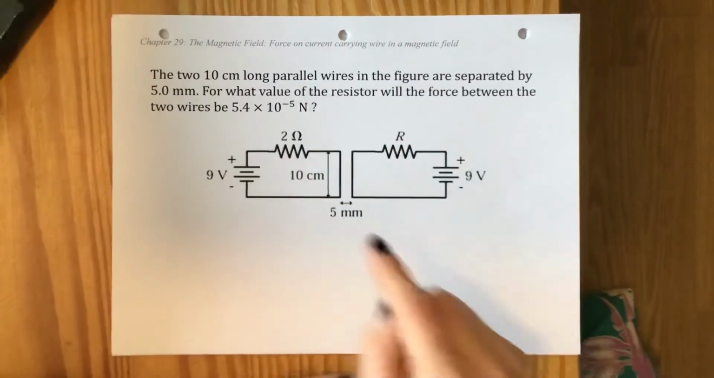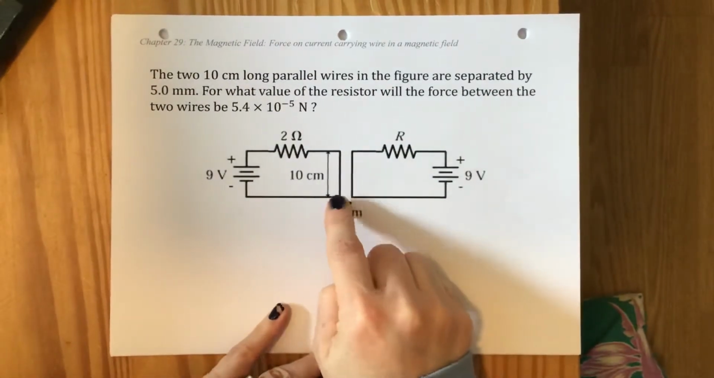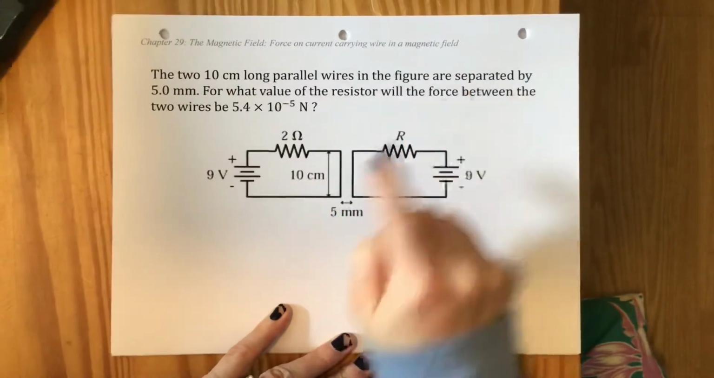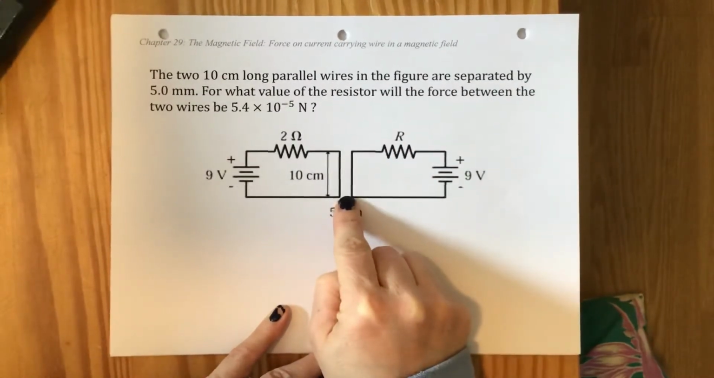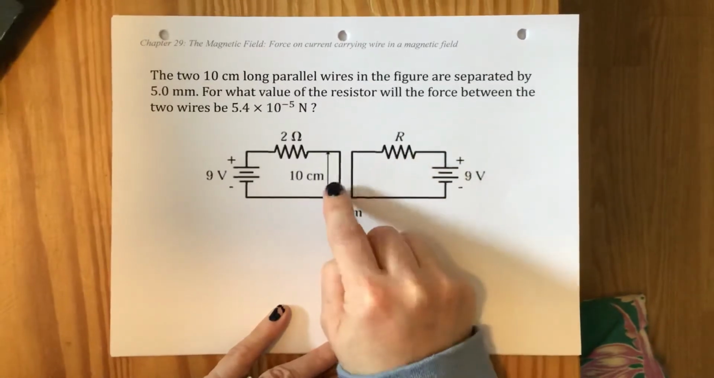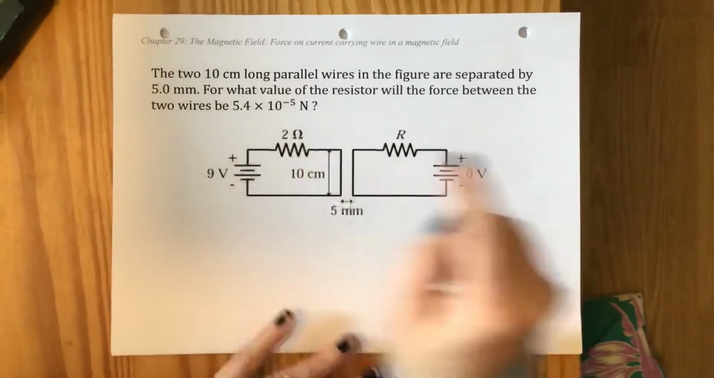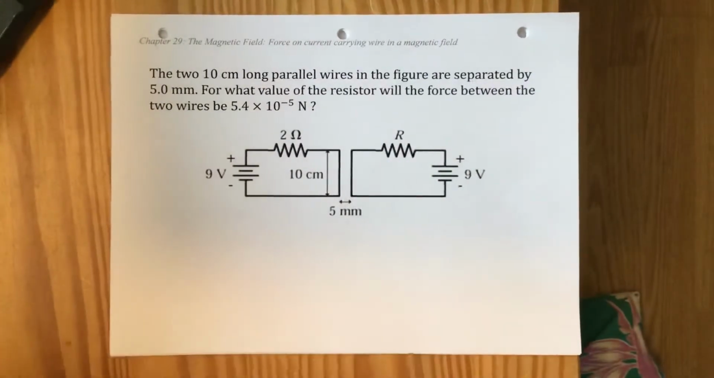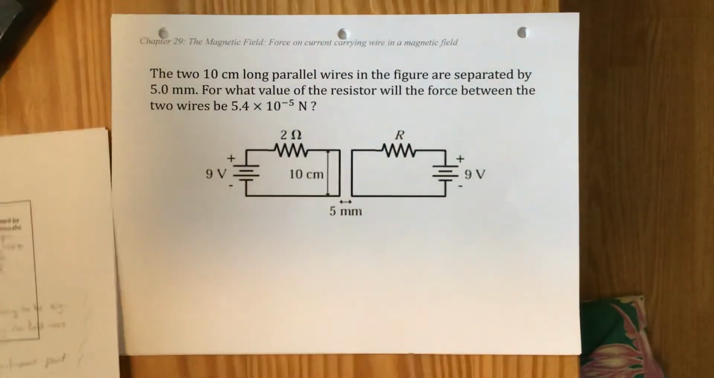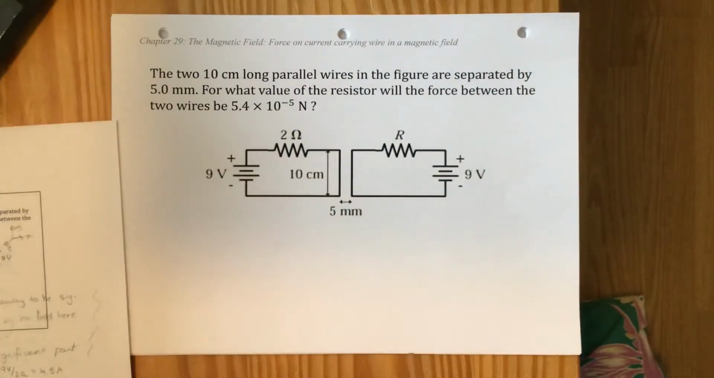In this example, we have two 10 centimeter long parallel wires. That's these two parts. They're separated by 5 millimeters from here to here. What value of resistance, R, will give us a force between those two wires of 5.4 times 10 to the minus 5 newtons? Okay, so what's happening in this circuit is there are batteries in each branch of the circuit.